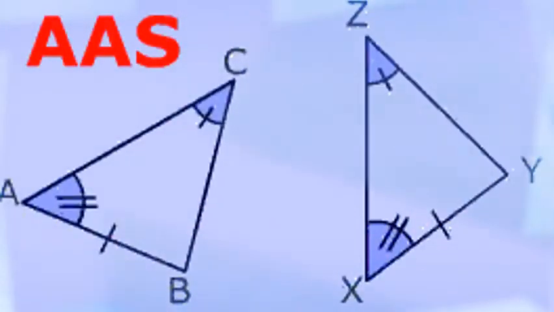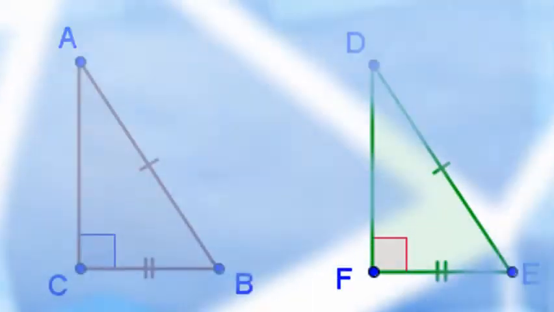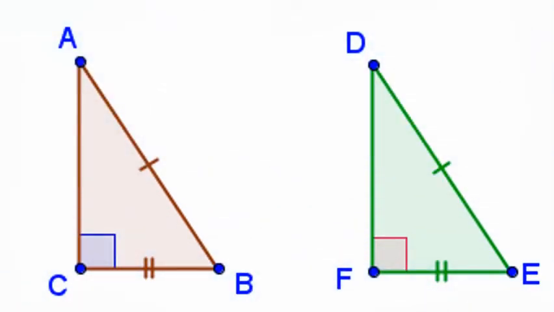Angle angle side, or AAS, means that 2 angles and a not included side of one triangle are congruent to another triangle. Finally, HL, which stands for hypotenuse leg, only occurs in right triangles. It means that the hypotenuse and leg of one right triangle is congruent to the hypotenuse and leg of another right triangle. The reason for this is the Pythagorean theorem, which is a squared plus b squared equals c squared.